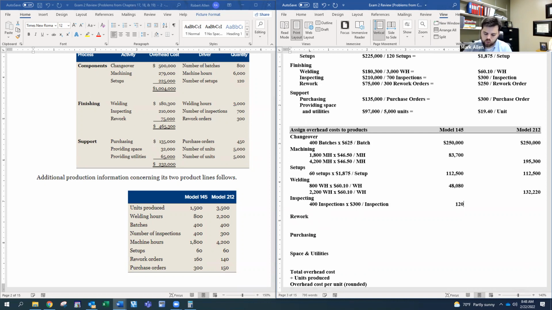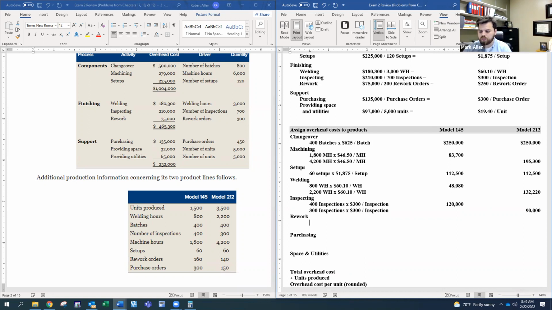So when we do that, this is $120,000. Next, 300 inspections times, and in this case, we see still the $300 per inspection. And this will come out to be $90,000.